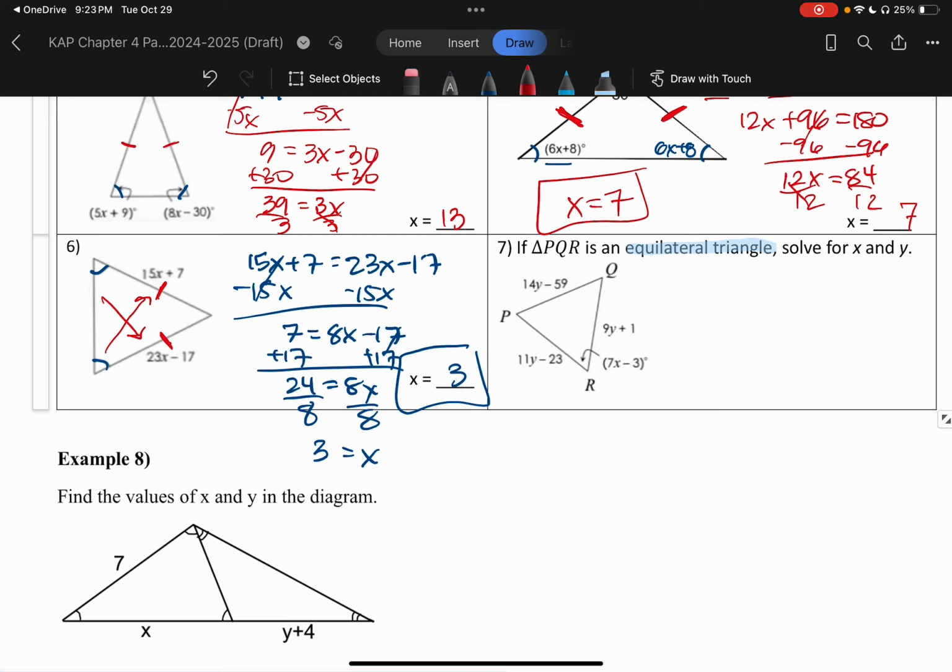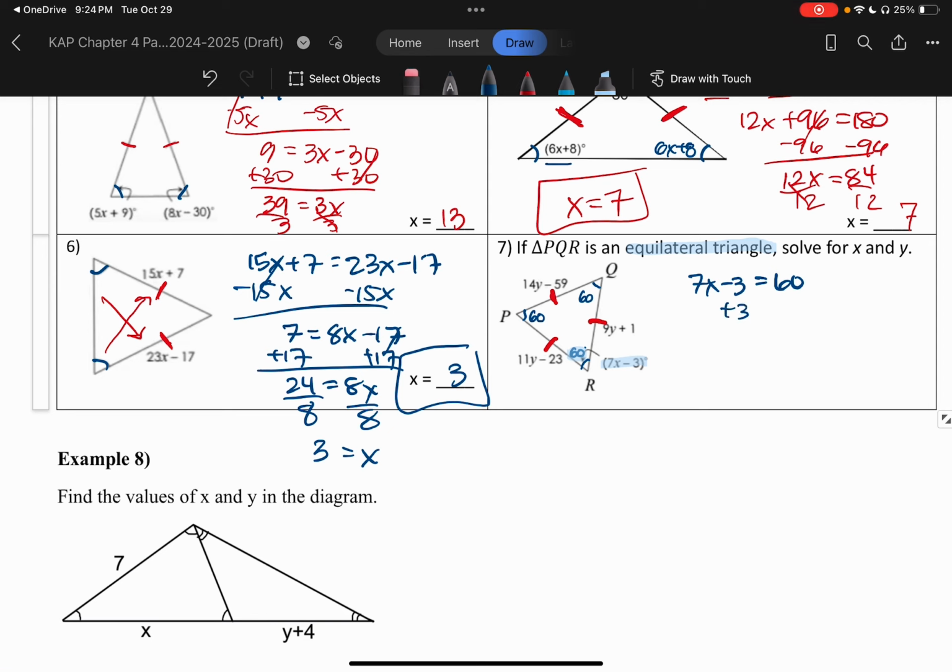So if this is equilateral, we can understand that each side must be congruent. And that would also mean that each angle must be congruent if it's equilateral, right? So with each angle being congruent, we understand that each angle is going to measure 60 degrees. And we can actually start with that. Take a look here. This angle is 60 degrees, and it's represented by 7x minus 3. So I can write an equation that says that. If I have two expressions representing the same thing, then 7x minus 3 must be equal to 60.